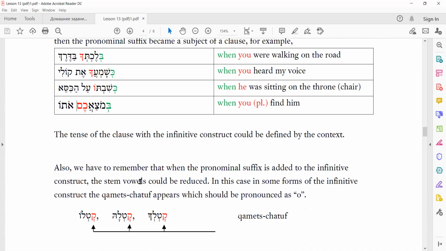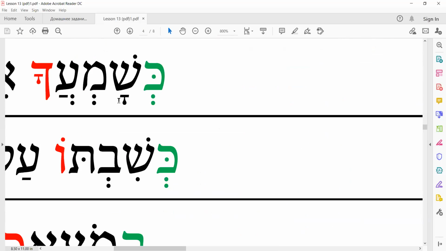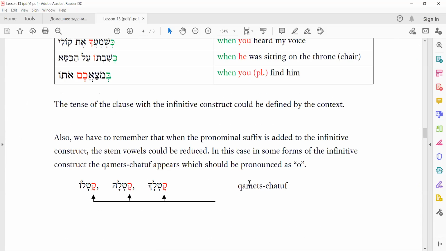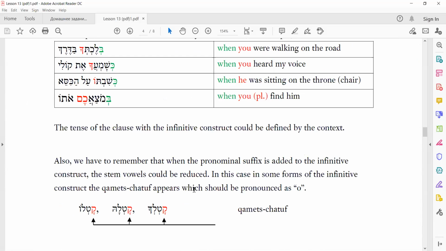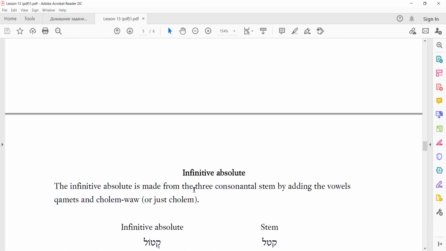One more thing we need to remember: in this case, it is not kametz, but kametz hatuf, and it should be pronounced as o. Ke shom aha. And if we have kametz in the infinitive construct, in this case it is always kametz hatuf. This kametz appears here only when the pronominal suffix is added, because in the pure form it doesn't happen. So this is actually everything about the infinitive construct. And it looks like all of you understood it.